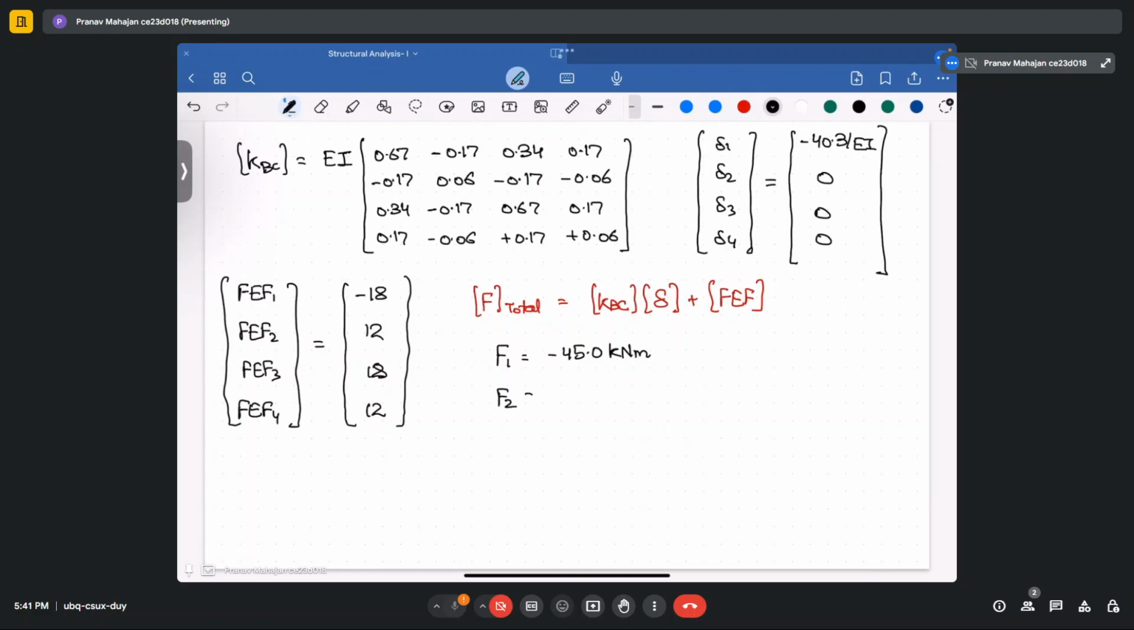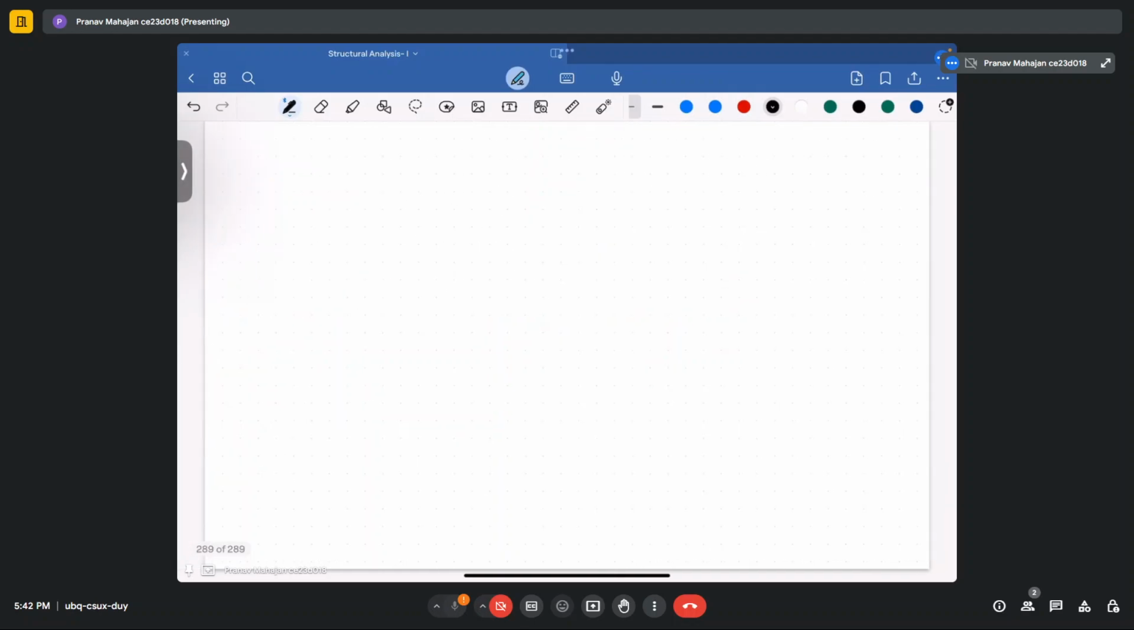Your F2 is 18.85 kilonewton. Your F3 is 4.30, sorry, this is kilonewton meter. And your F4 will come out to be 5.15 kilonewton. Okay. So their direction will be like this. And finally, your end reactions that you will observe.